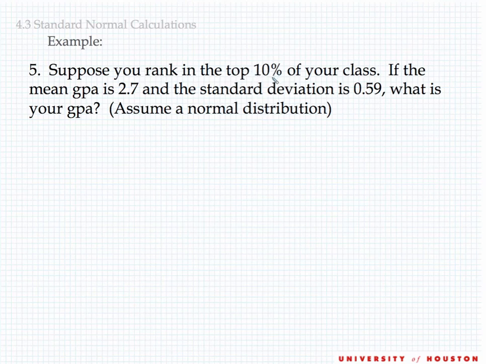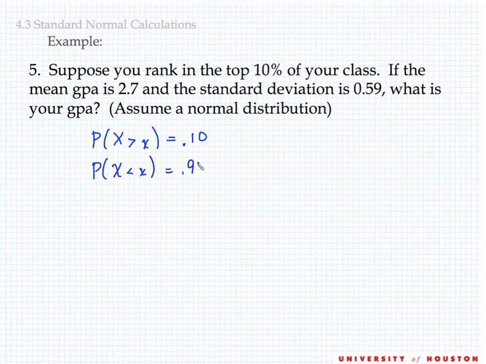Suppose you rank in the top 10% of your class. If the mean GPA is 2.7 and the standard deviation is 0.59, what is your GPA? So I want to find the probability that X is greater than some value X to be 10%. Now this is the same thing as saying less than is 90%.